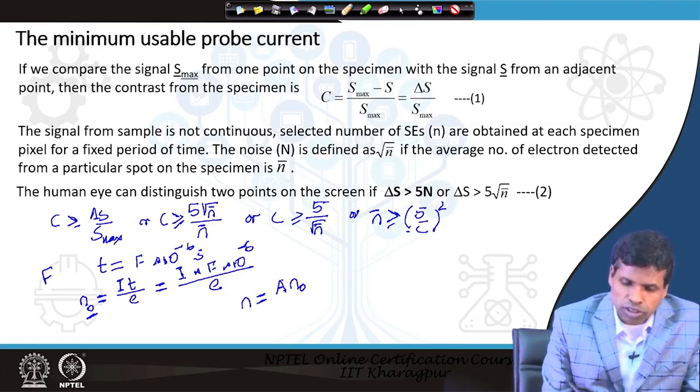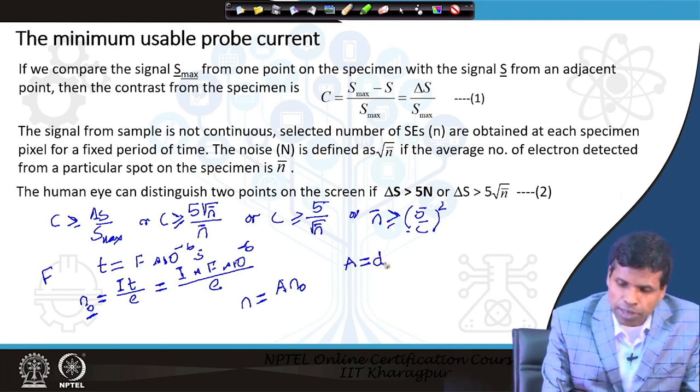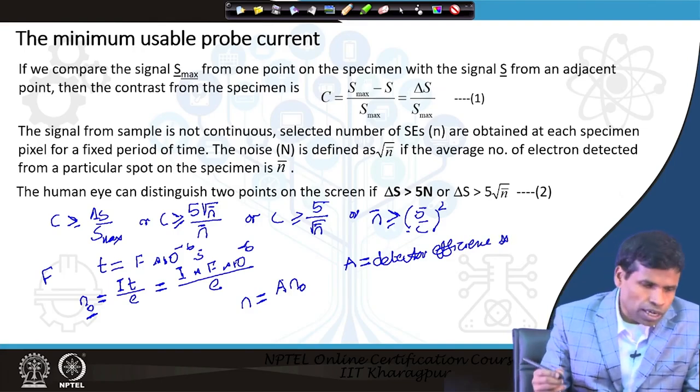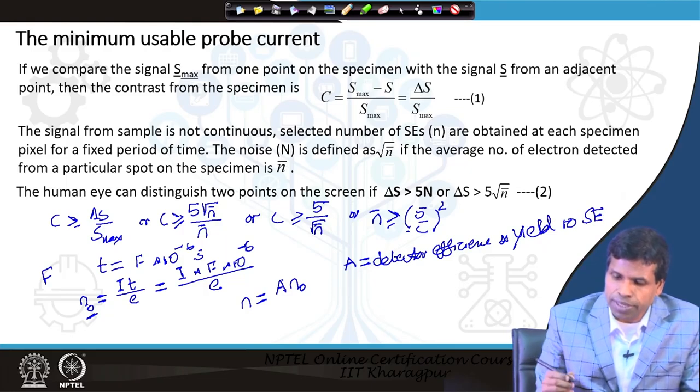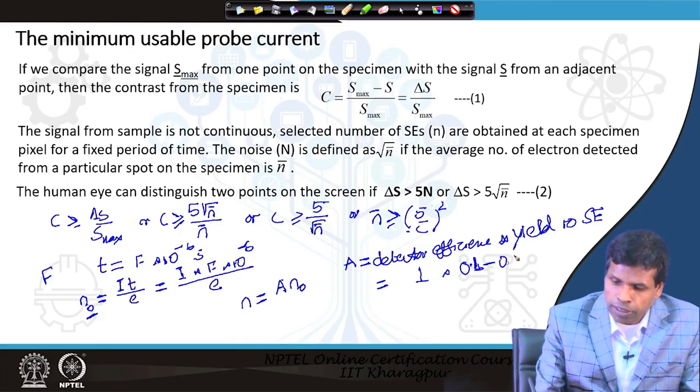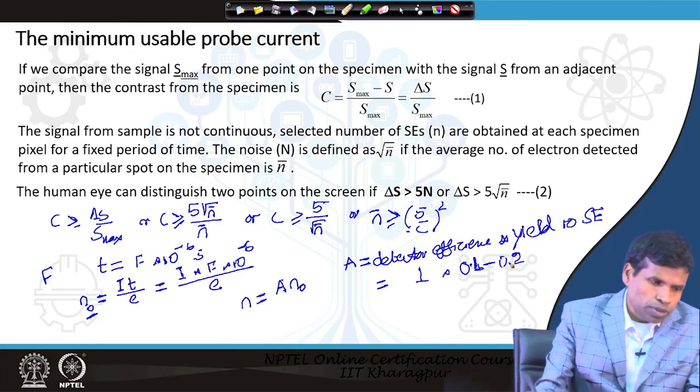And as I say, A is a constant, which is the product of detector efficiency into the yield of signal, that means the yield of secondary electrons emitted from the specimen. The detector efficiency we normally consider as 1, and the yield of secondary electrons is between 0.1 to 0.2.